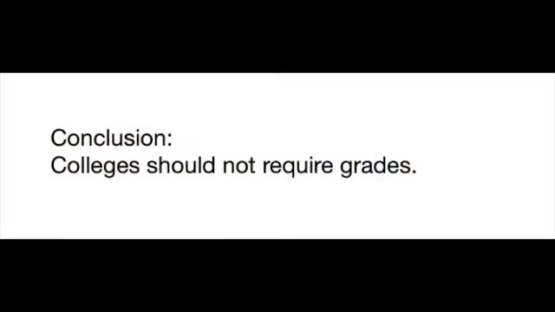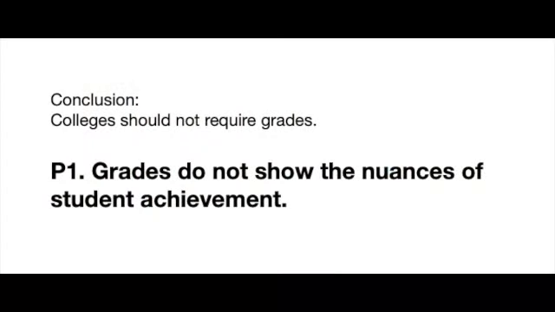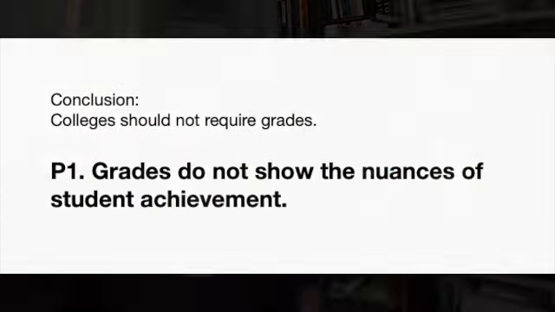Now, what are my reasons for thinking this? That's where the proof comes in. The support for the conclusion is my reasons for believing that, or the things I'm going to use to support that point. So first of all, and there's all kinds of things you could say here, I just came up with 4. Grades do not show the nuances of student achievement. Okay, pause it. That would be your second sentence. The first one is the conclusion, the second one is the first point of proof.